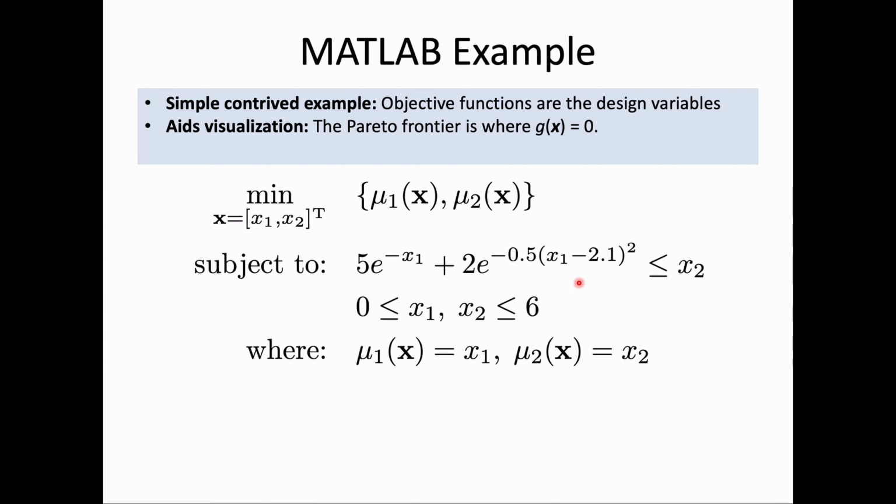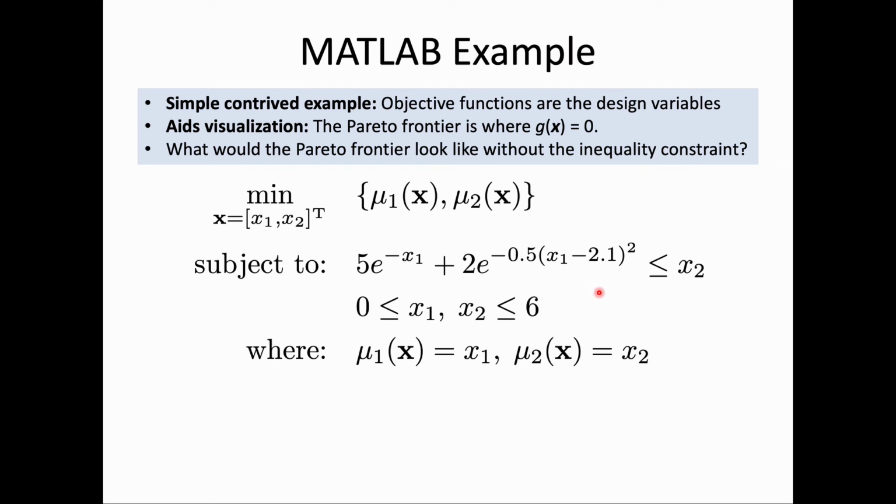So you could use this approach. If you need to design an optimization problem that has a particular shape for its Pareto frontier, you can use this approach. You just need to find a function, g of x, such that it is equal to 0 along a curve that defines the shape that you want. What would the Pareto frontier look like without this inequality constraint? What if we crossed it out? What would this problem look like?